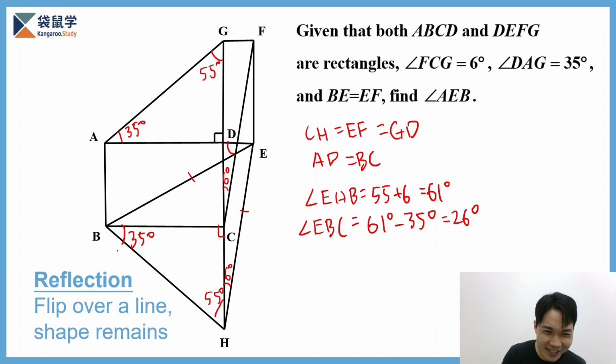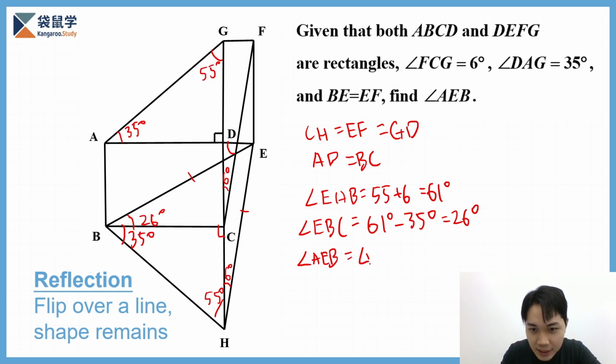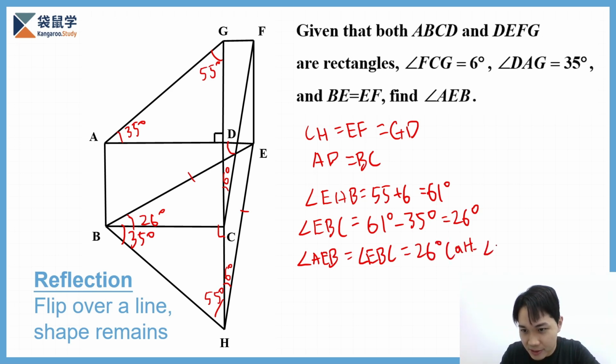Now that I have this, what do you notice? Angle AEB and angle EBC, what's the relation? It is the same because ABCD is a rectangle and because of alternate angles. So angle AEB equals angle EBC equals 26 degrees because of alternate angles. And we have solved this question.